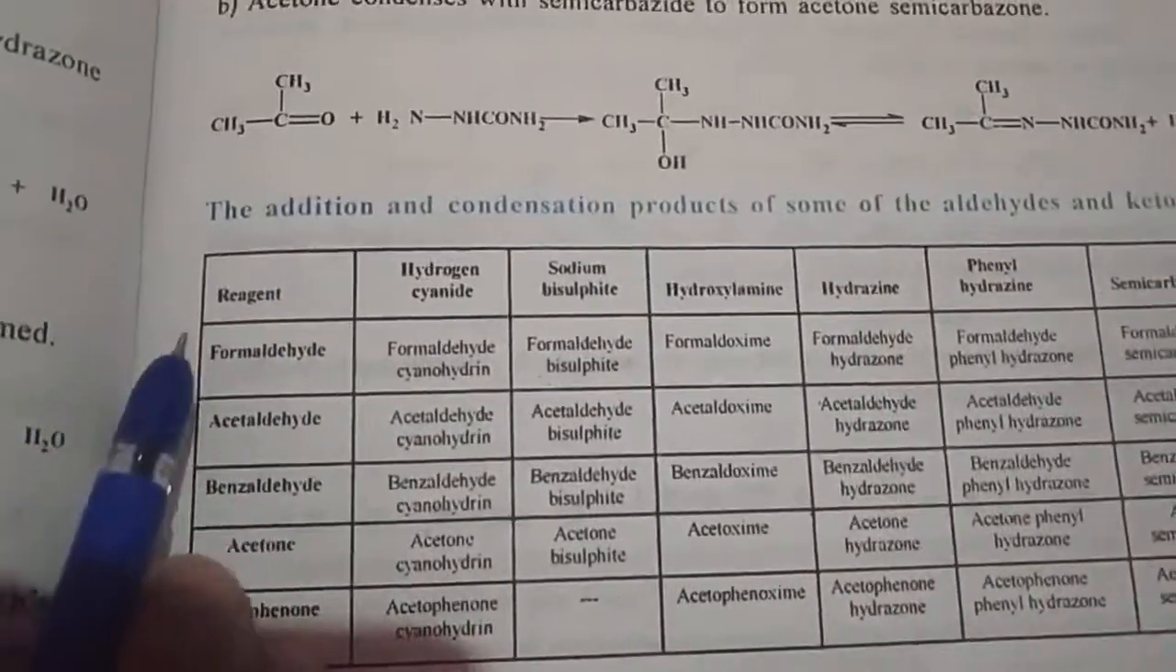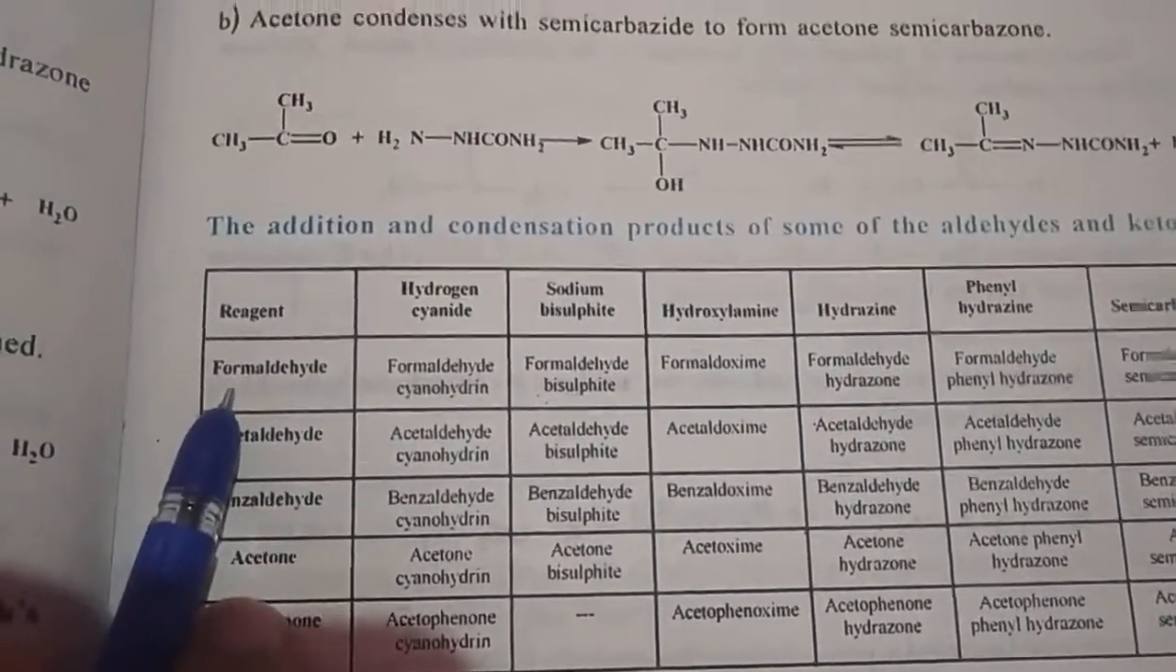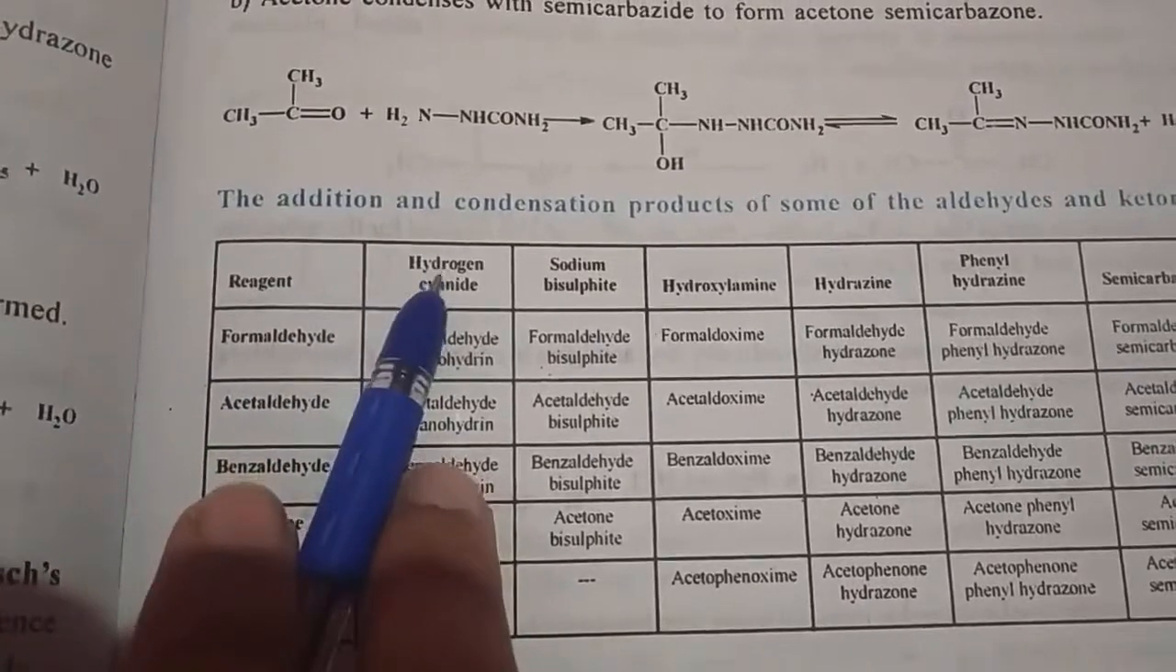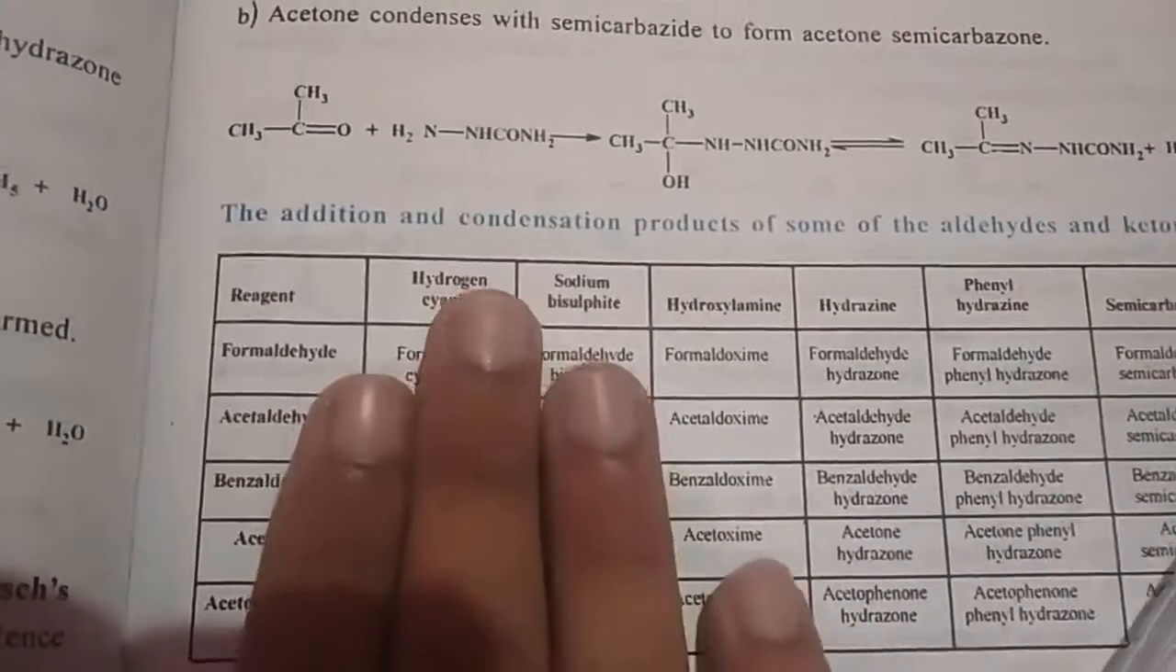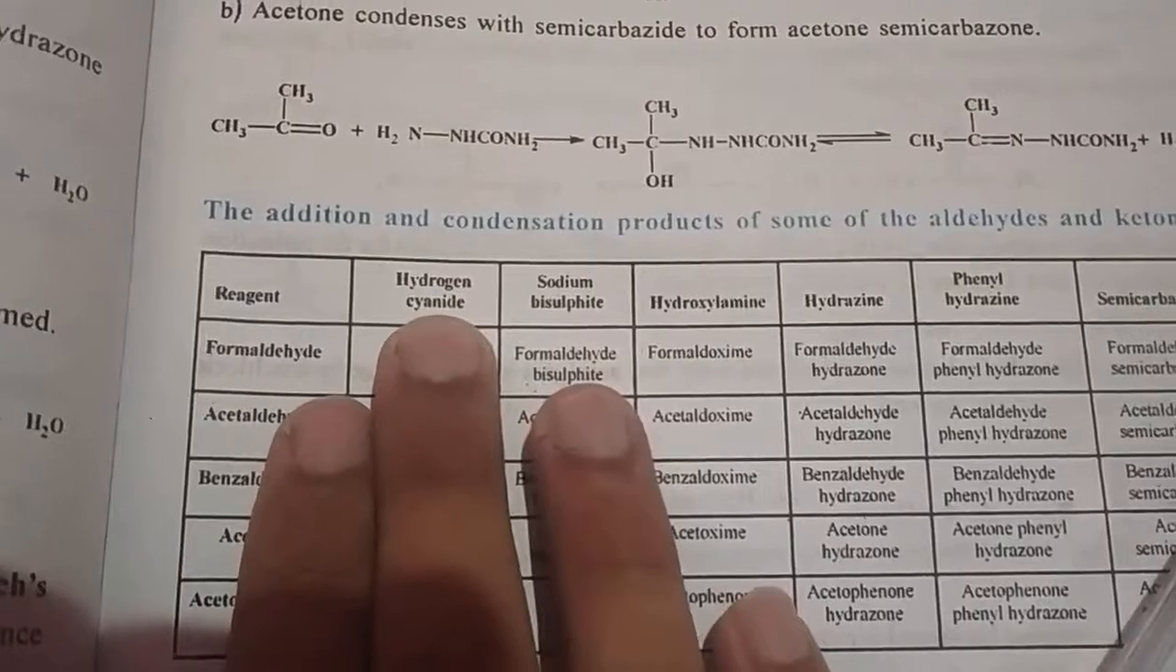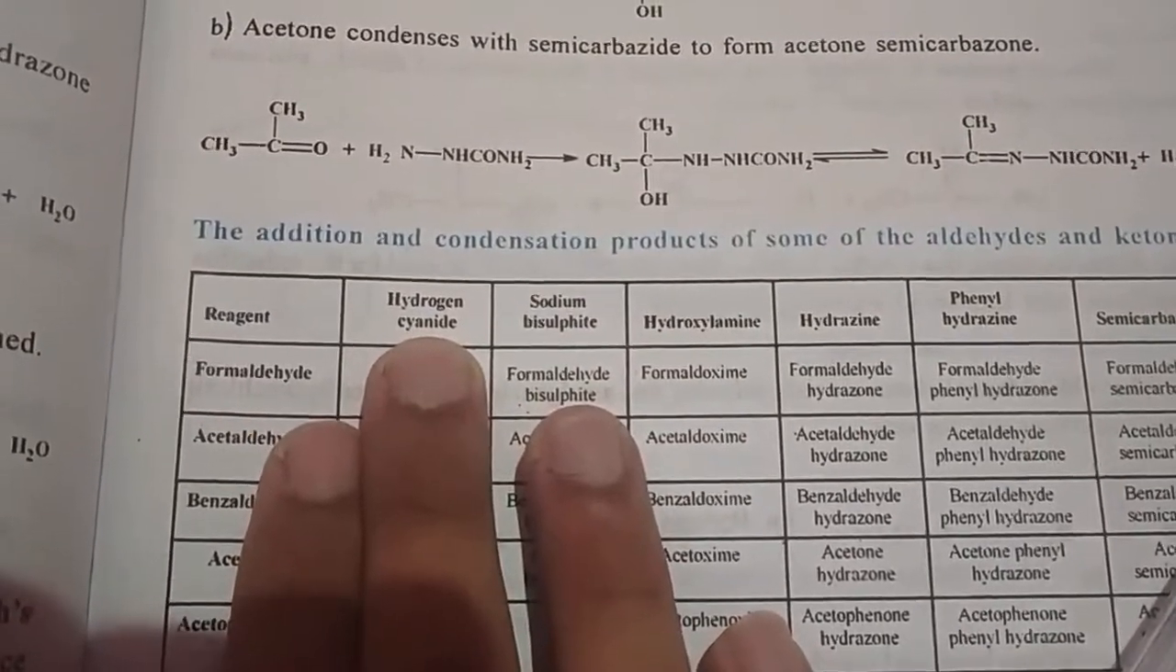Let's look. First reagent, they are treating formaldehyde with hydrogen cyanide. Of course, what we know is that whenever an aldehyde is treated with hydrogen cyanide, it is called what? Cyanohydrin.